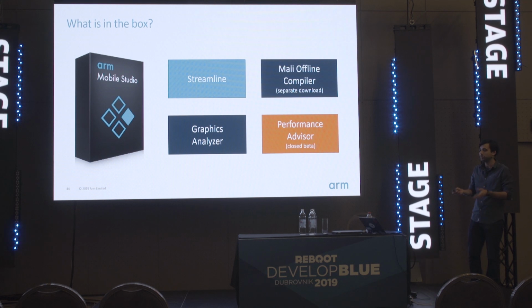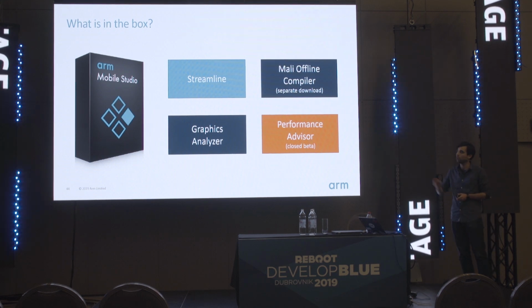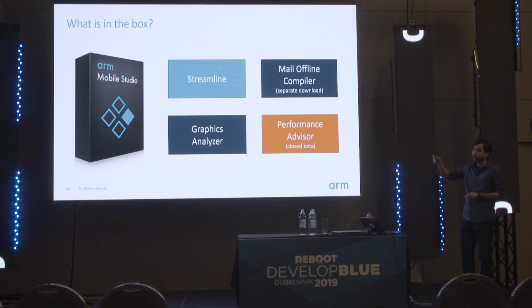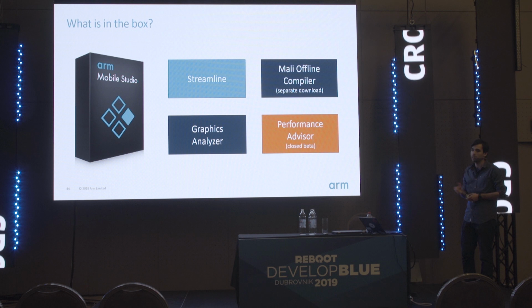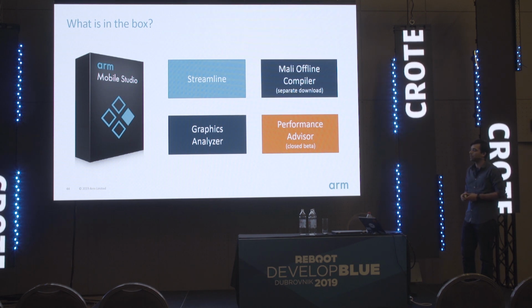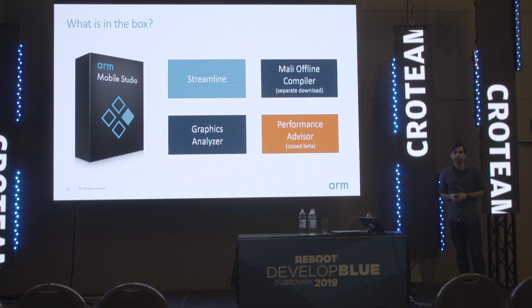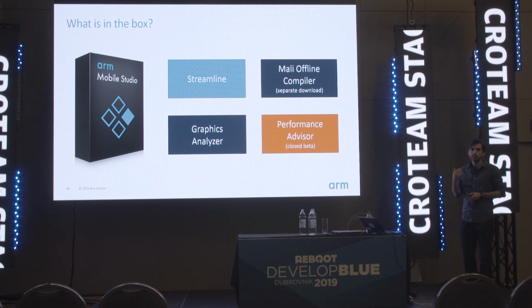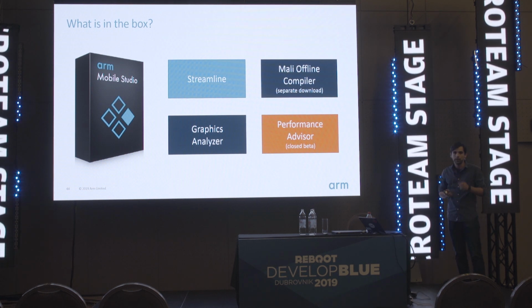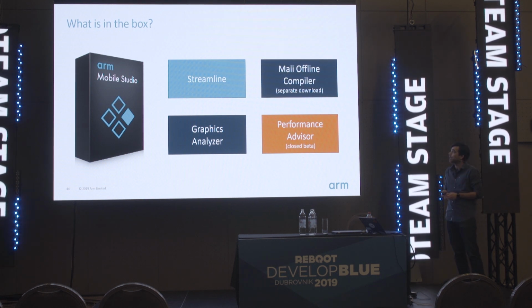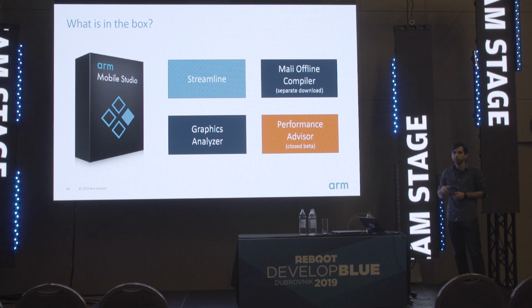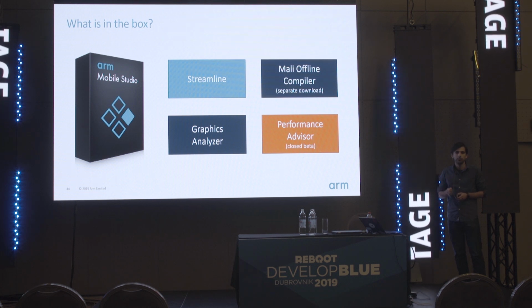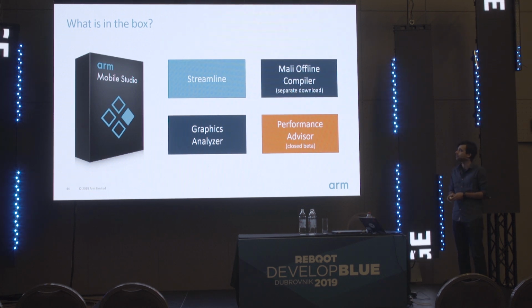So ARM Mobile Studio contains 4 tools, although only 2 of these are in the bundle that we released at GDC. Streamline, which is our system profiler for CPU and GPU performance, and Graphics Analyzer, which is our API debugger for both OpenGL ES and Vulkan. As a separate download, we also offer the Mali offline compiler. This is for statically analyzing shaders. And also, we are working on Performance Advisor, which will come early next year, and this is our solution to automating tests for your continuous integration workflow.